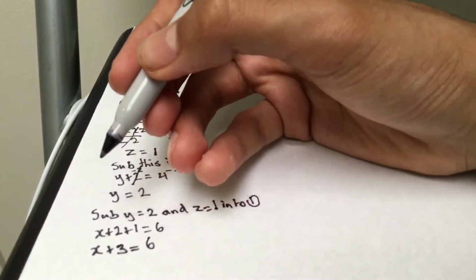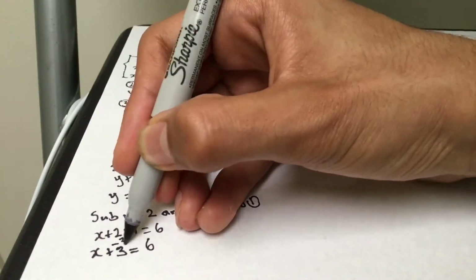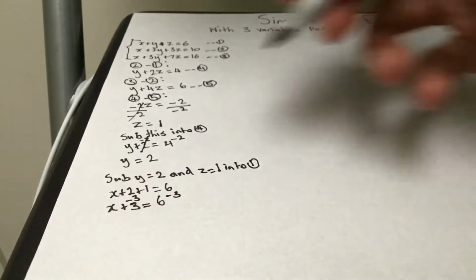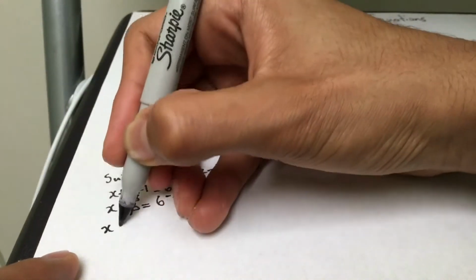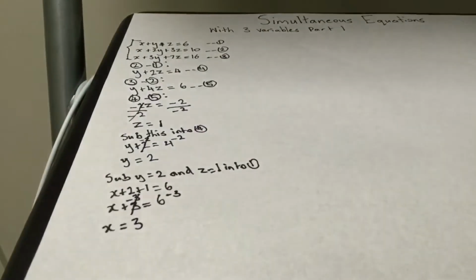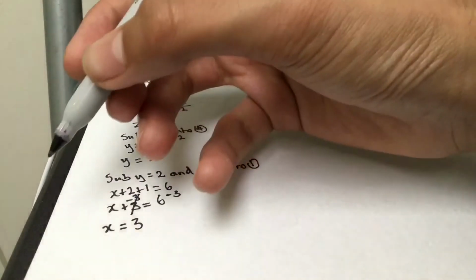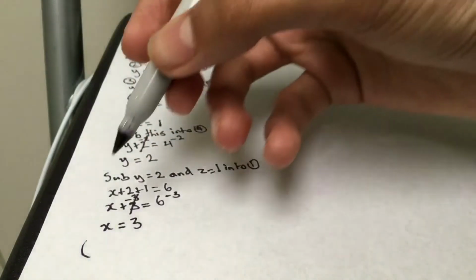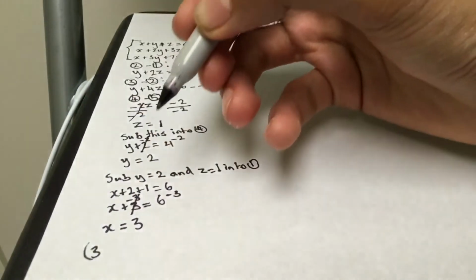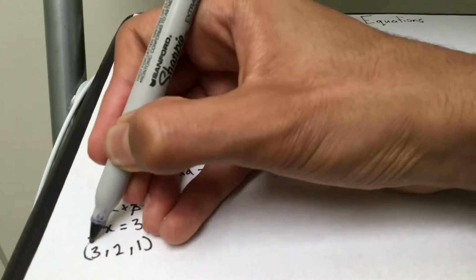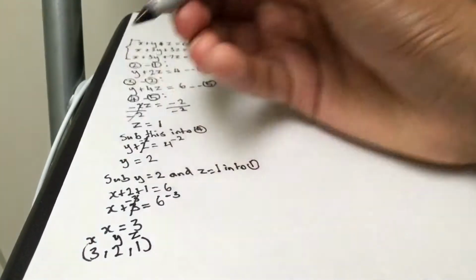Then we have to get rid of the 3, so we go minus 3 to both sides. That cancels out, and we're left with x is equal to 6 minus 3, which is 3. Now I've found all of our values: 3, 2, and 1, which stand for x, y, and z.